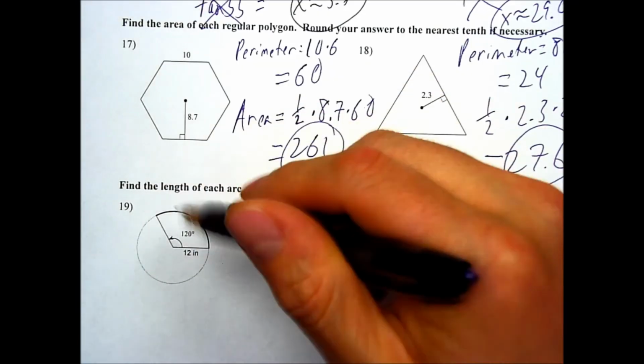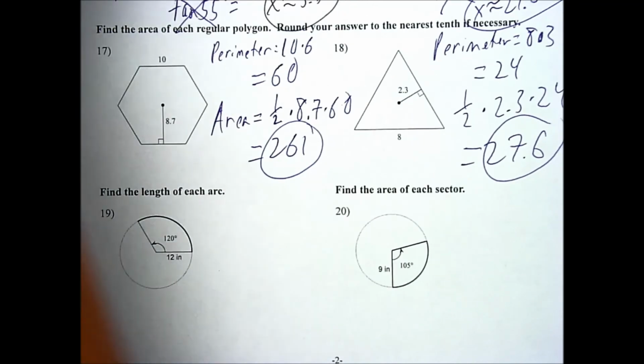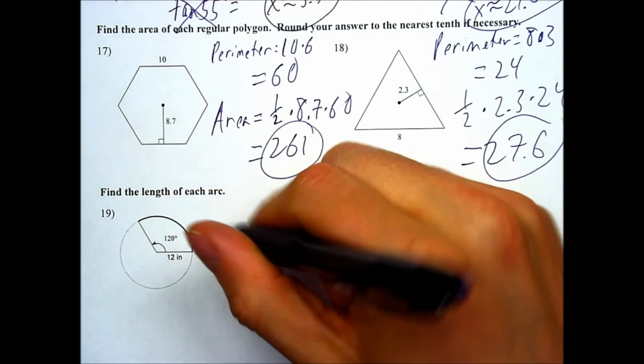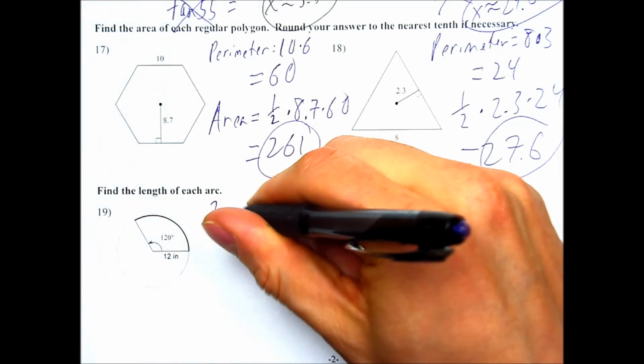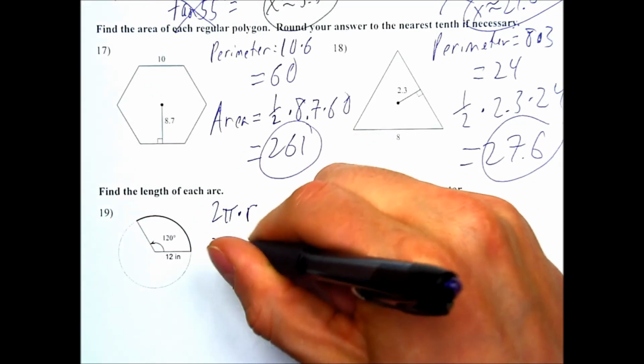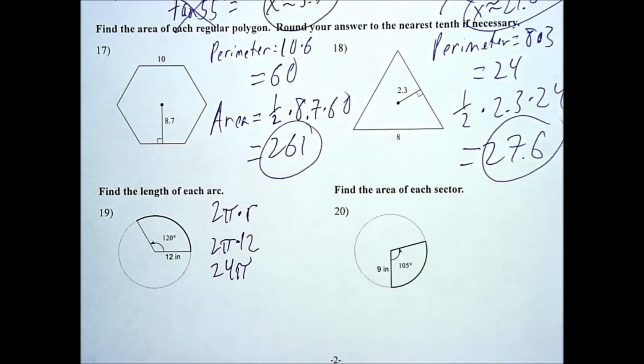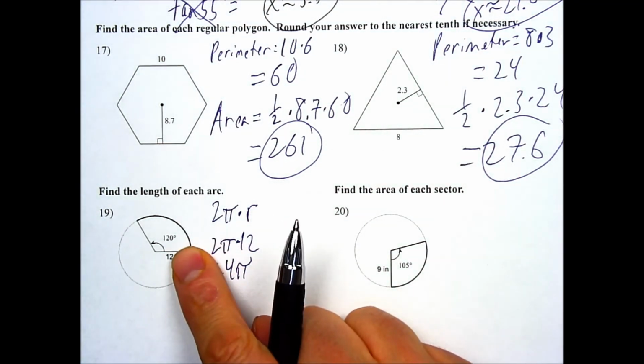You noticed I said circumference here because arc length is the same as circumference. It's just out of the portion of the circumference that you're looking at. So 2 pi r is equal to the circumference. 2 pi times the radius. So this is 2 pi times by 12. This is 24 pi. But it's not the entire circle because I'm only looking at 120 degrees of the circle.